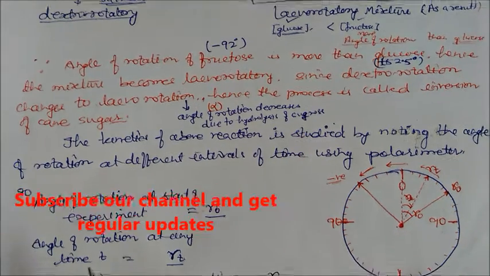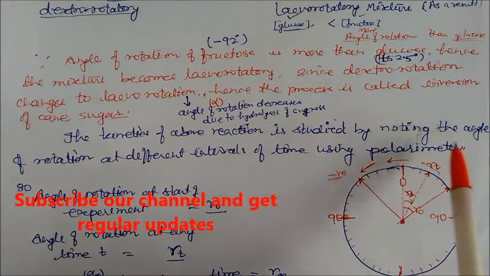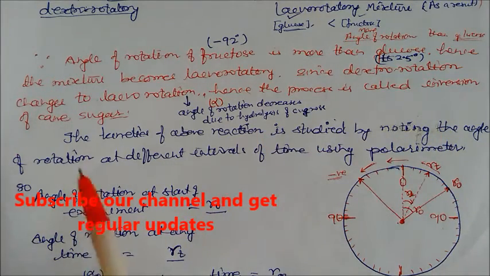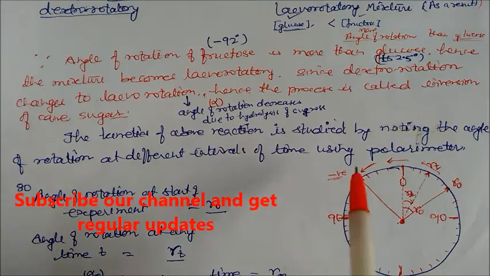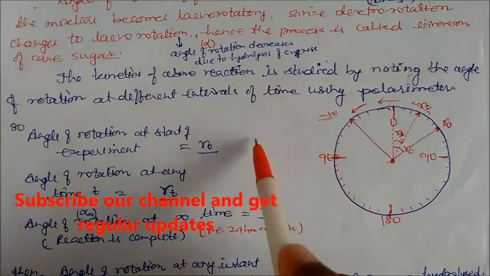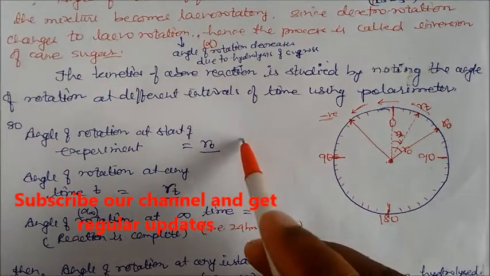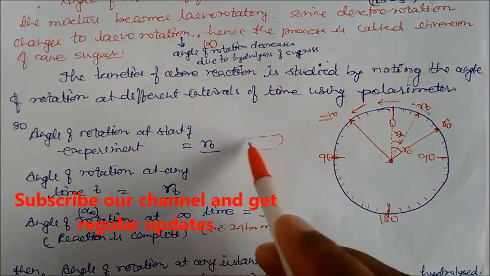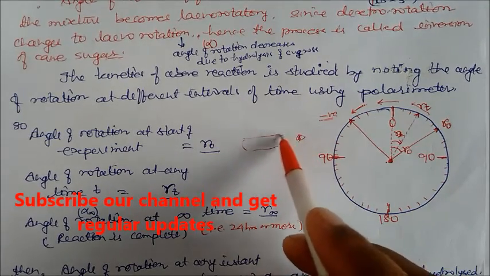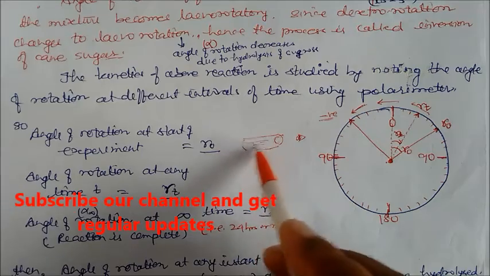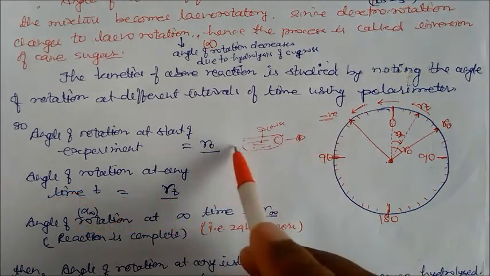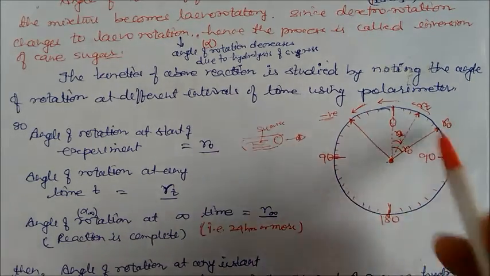Now we will see the kinetics of the above reaction by noting this angle. We have to note this angle with the help of a polarimeter at different intervals of time. See here, this is the polarimeter, a cylindrical tube. You will study this in the biomolecules chapter. Inside are the sucrose solutions, and if you look from the eyepiece towards the light, you will see the whole field.